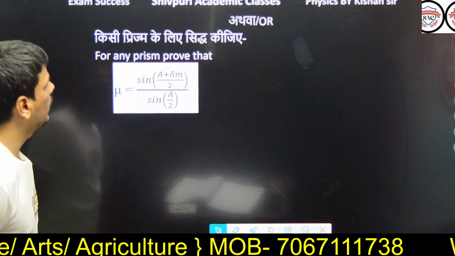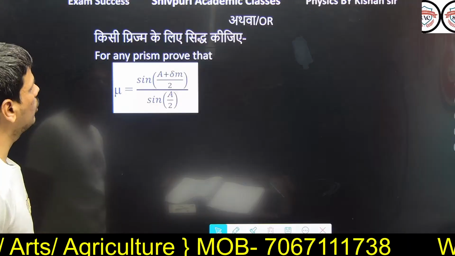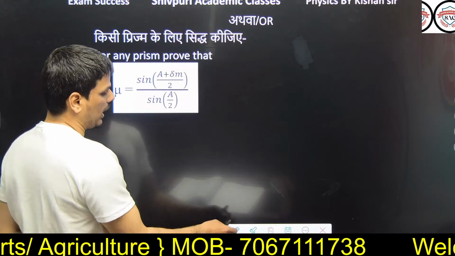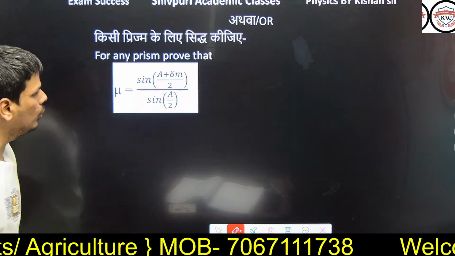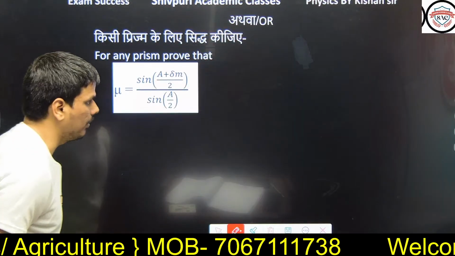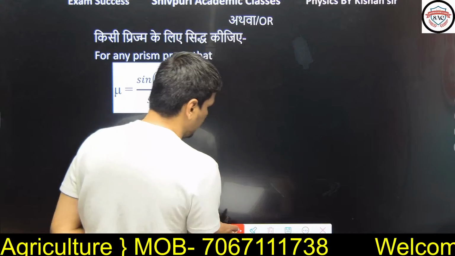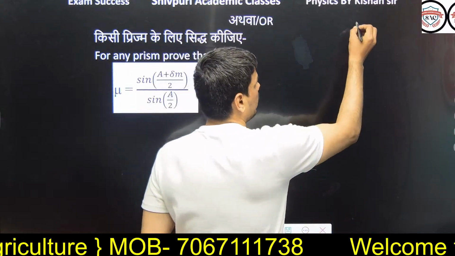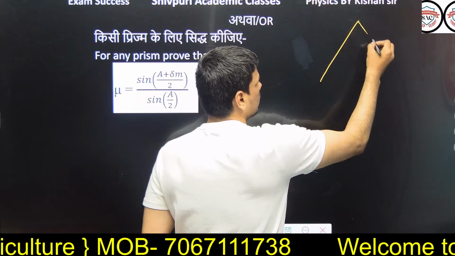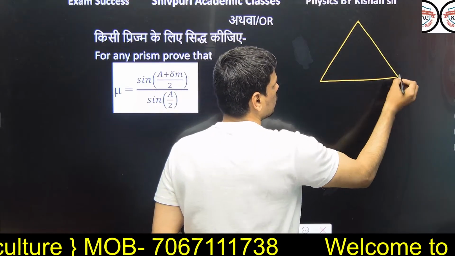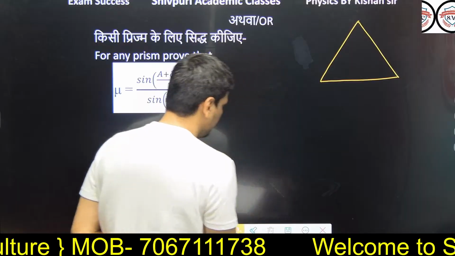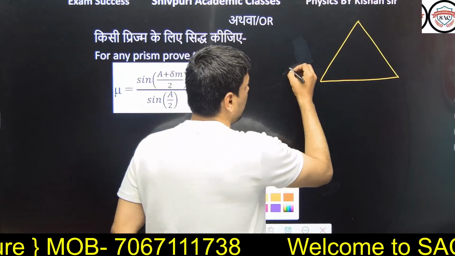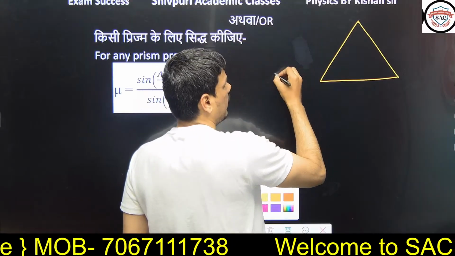Okay, so the last question of the day is: for any prism, prove that mu equals sine of (A plus delta m) by 2 upon sine of A by 2. So we are going to solve this question. For this we are just going to need a prism, and we are going to make a ray diagram related to it.